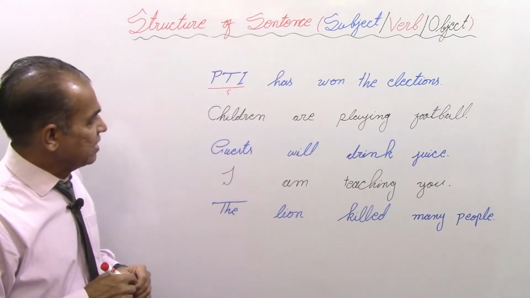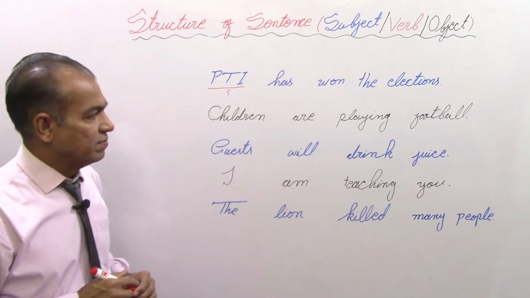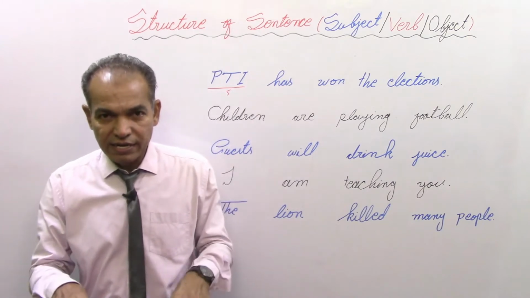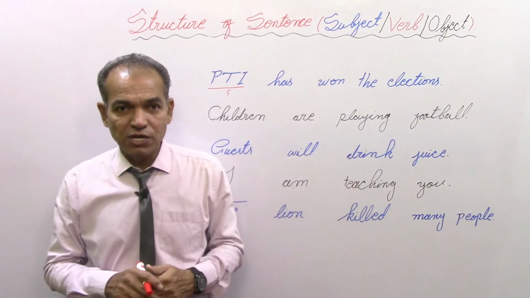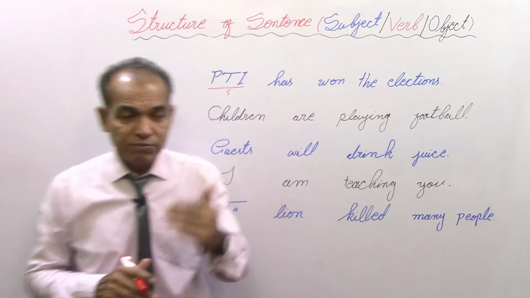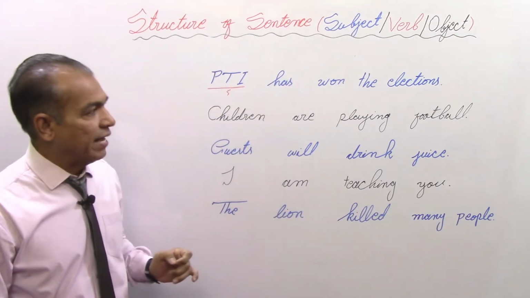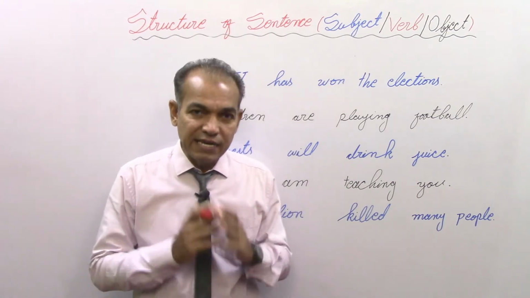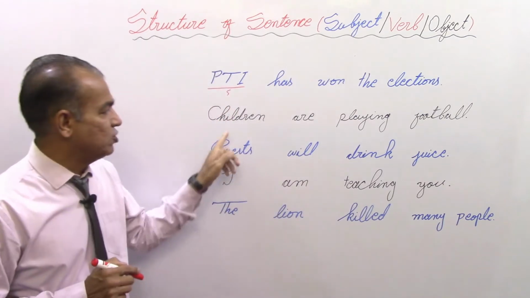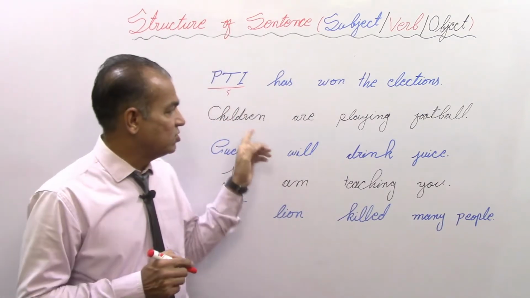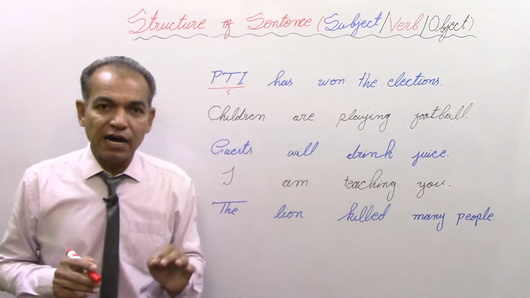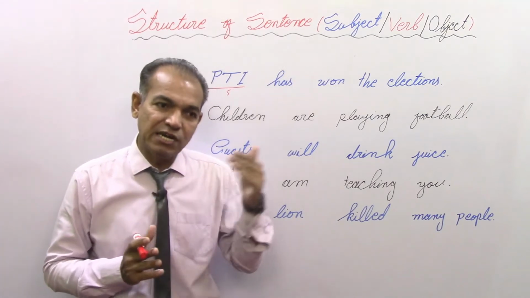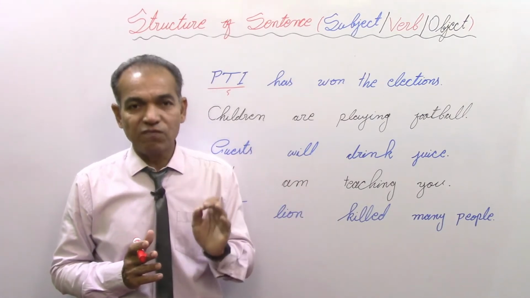Let's take the second sentence: children are playing football. There are some children, but we cannot see them here. They are out. You ask me about those children, and now I am telling you: children are playing football. You can see clearly that I am telling you something about children. You have got information about children, because children are being discussed in this sentence. It means that children are the subject of this sentence.